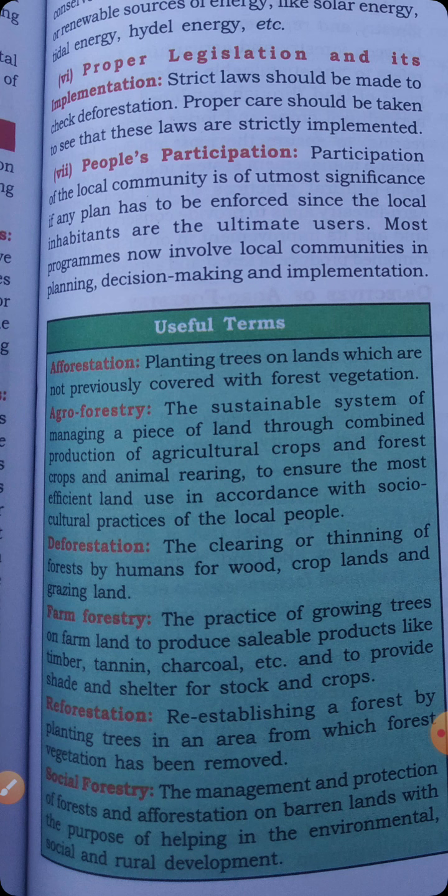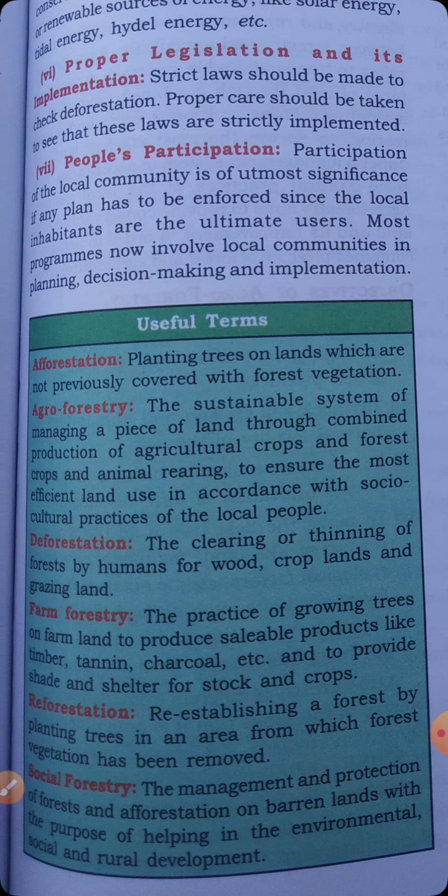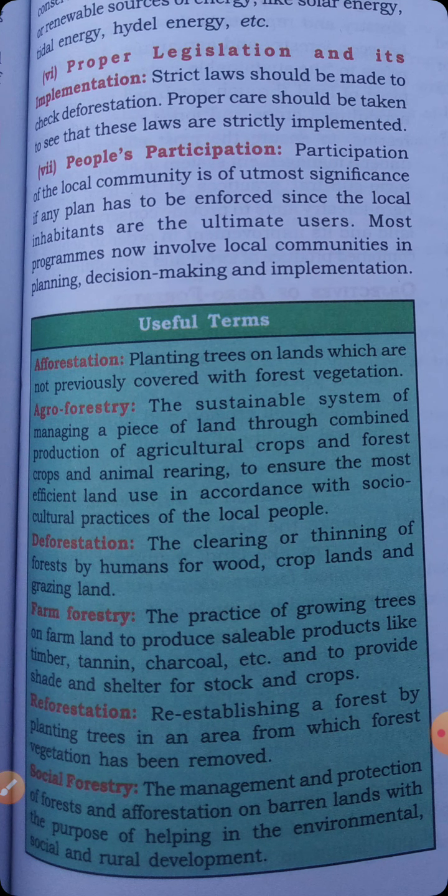Deforestation, the clearing or thinning of forest by humans for wood, crop lands, and grazing lands. That is called deforestation. What is farm forestry? The practice of growing trees on farm land to produce saleable products like timber, which can be sold properly, tannin, charcoal, etc., and provide shade and shelter for stock and crops. That is farm forestry.